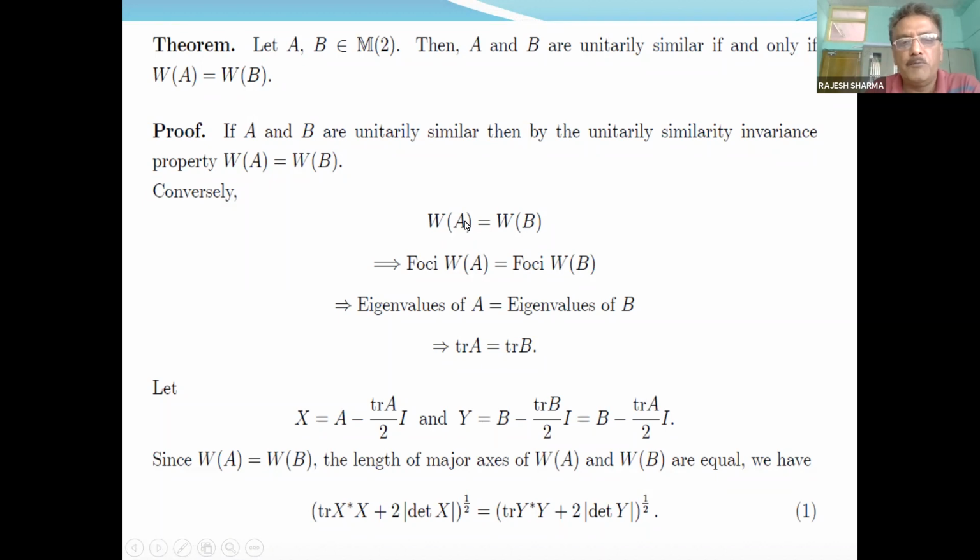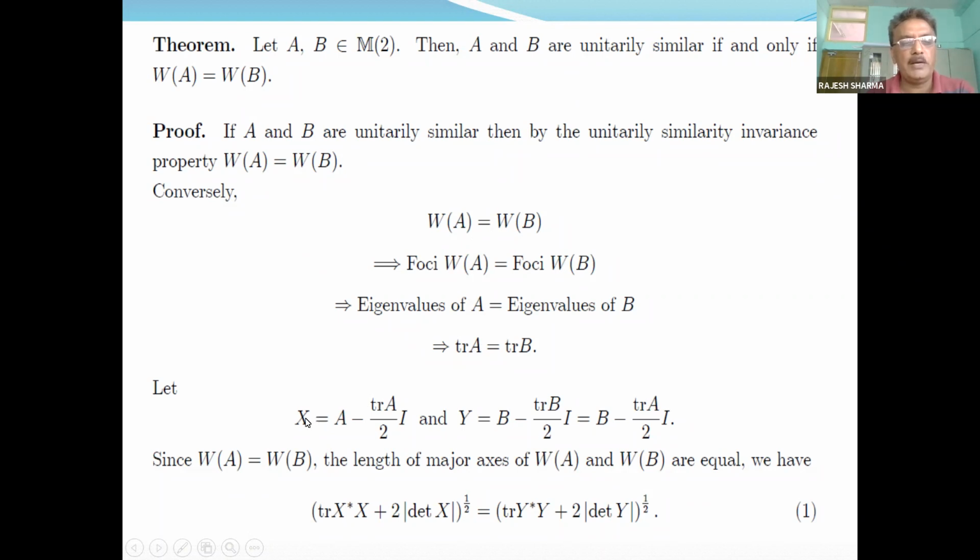And if the numerical ranges of A and B are the same, both are ellipses, and they may be degenerate or non-degenerate ellipses. So their foci are also equal because they are the same ellipse, and eigenvalues lie on the foci of the ellipse. So their eigenvalues are equal. This means trace A is the same as trace B.